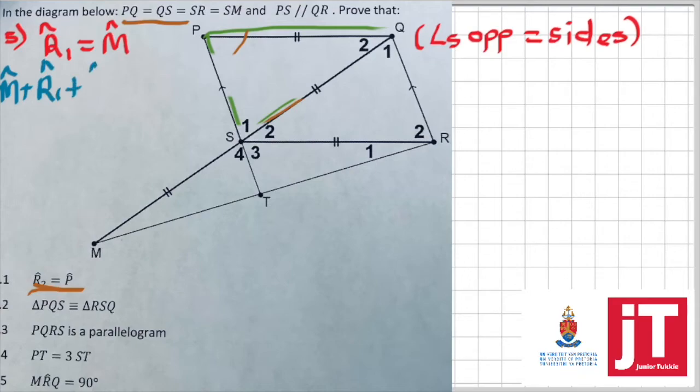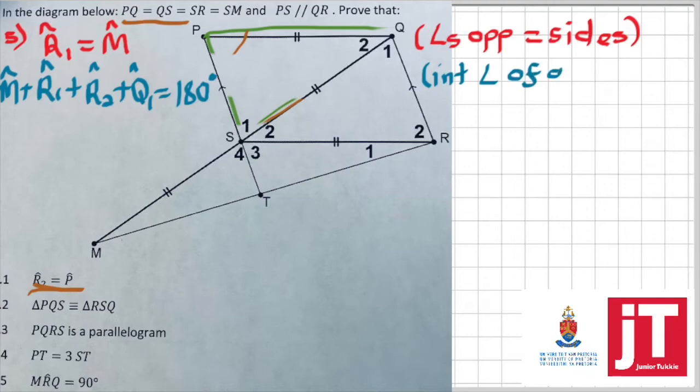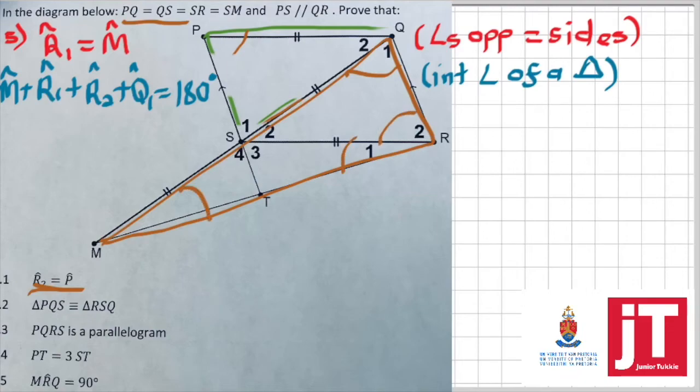M plus R1 plus R2 plus Q1, that should give us 180 degrees. The reason for that, we're dealing with interior angles of a triangle. Think about it. We're looking at this big triangle over here. If we add Q, R1, R2, and M, we must get 180 degrees. Interior angles of a triangle.